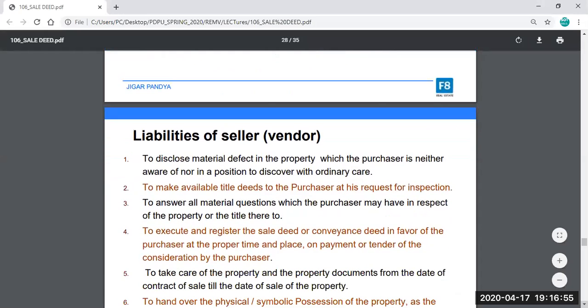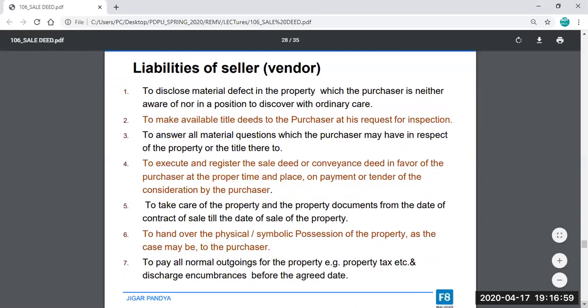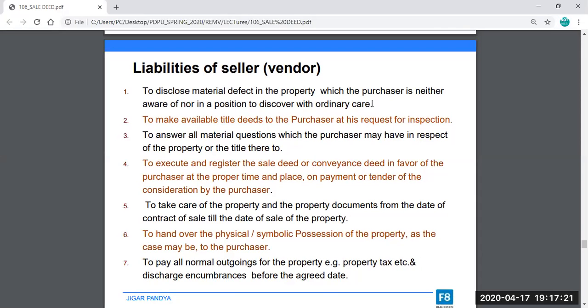Now let's look at some of the liabilities of the seller or the vendor, and I'll read each one of these carefully. The first is to disclose material defect in the property which the purchaser is neither aware of nor is in a position to discover with ordinary care. Many times, in case of a sale deed, we've seen that the vendor does not disclose every aspect of the property, especially the legal aspect. If there is a dispute, or if there was a previous buyer who could not go through with the deal. And it is very important that many times the buyer may not be aware of such things. And so it is very important for them to disclose all the details.